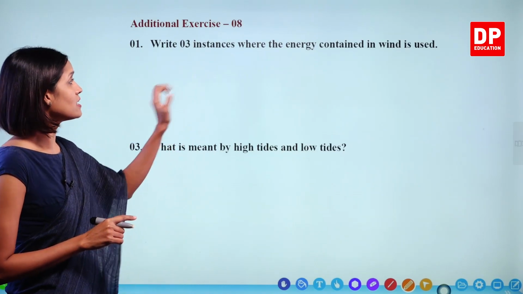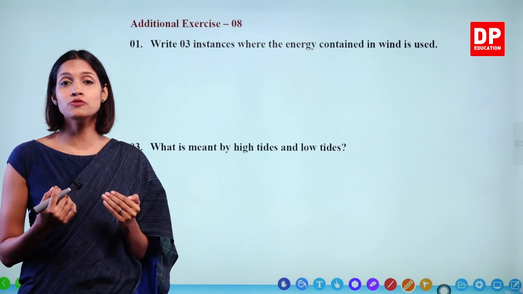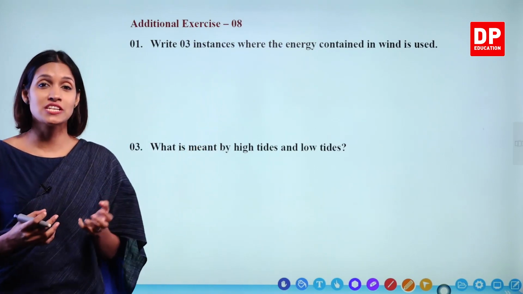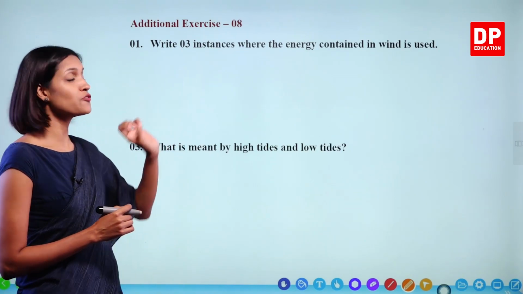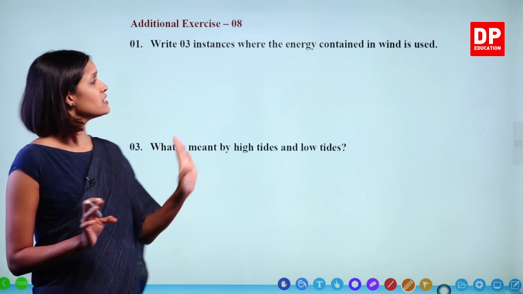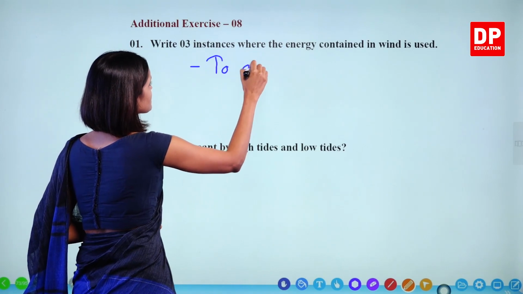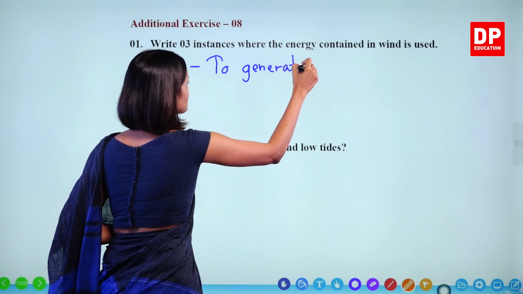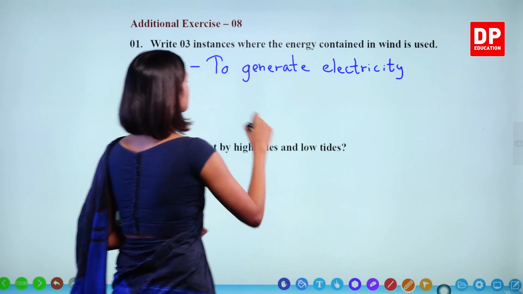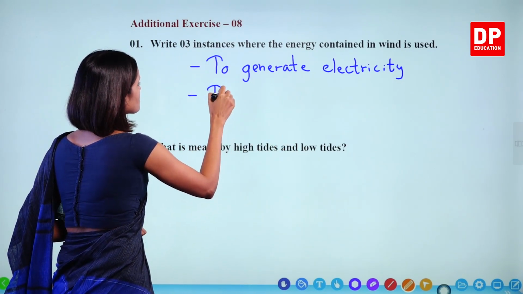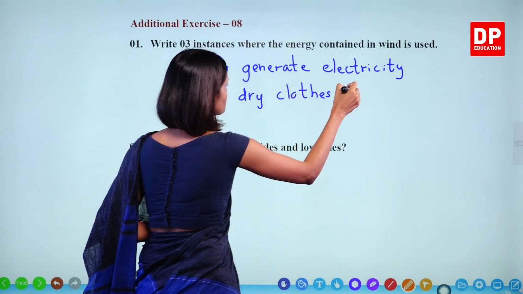Okay, children? And again, I explained to you all that the energy contained in the wind can be used to dry clothes efficiently, right? Basically, we can dry clothes using solar energy, but with the presence of the wind, we can dry clothes efficiently, right? So we will write to generate electricity. To generate electricity. To dry clothes efficiently.